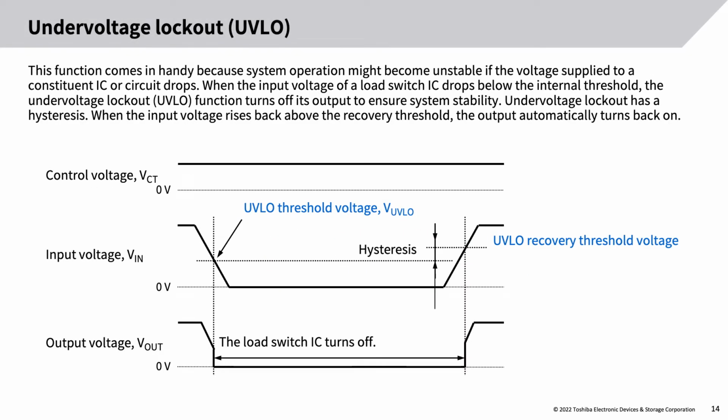Undervoltage lockout, UVLO. This function comes in handy because system operation might become unstable if the voltage supplied to a constituent IC or circuit drops. When the input voltage of a load switch IC drops below the internal threshold, the undervoltage lockout, UVLO, function turns off its output to ensure system stability. Undervoltage lockout has a hysteresis. When the input voltage rises back above the recovery threshold, the output automatically turns back on.